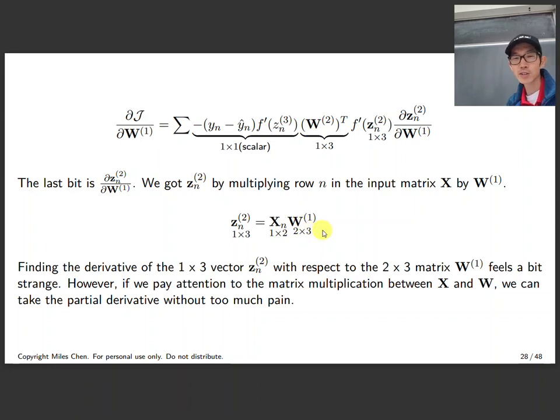Okay, so we're asking, how does this row vector of length 3 change with respect to changes in a 2 by 3 W matrix, right? How does Zn, the nth row in Z, change with respect to changes in W? And W is a 2 by 3 matrix. This feels a little bit weird, okay?